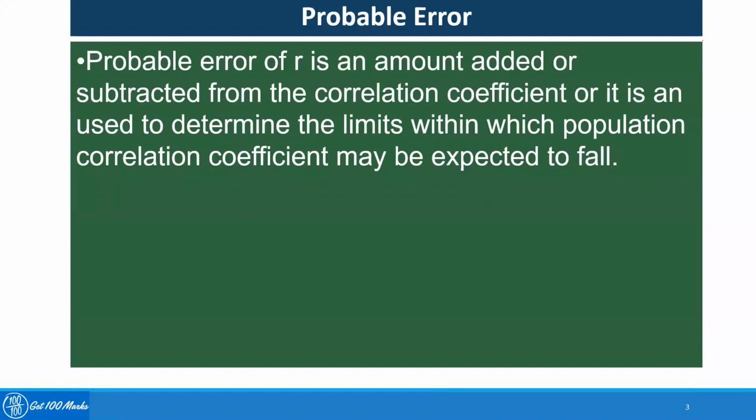Therefore, the probable error of the correlation coefficient is actually used to determine the limits within which the population correlation coefficient may be expected to fall. I mean, this gives a kind of boundary for the population correlation coefficient. So if we add the probable error to, and subtract it from, the value of R, we get an amount within which the chances are even that a coefficient of correlation from a series selected at random will fall. So let's see the range of the population correlation coefficient.